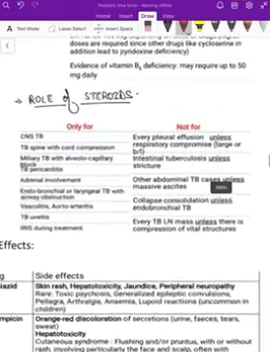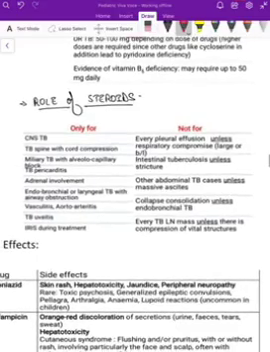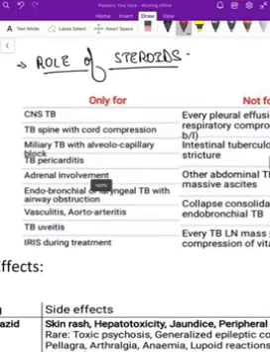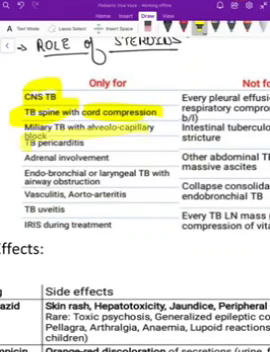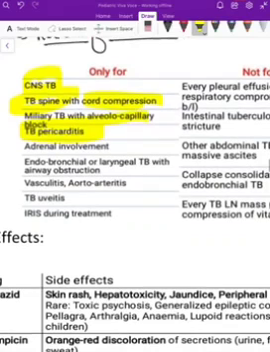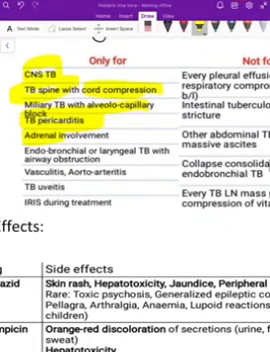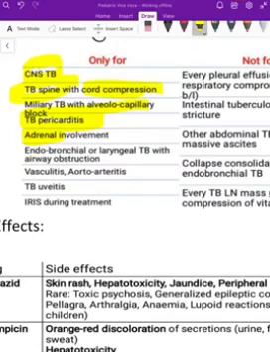The next Viva question that will be asked is, what is the role of steroids? Where all will we use steroids in case of TB? We use them in case of central nervous system TB, that is TB meningitis. Then in TB spine, which causes cord compression, miliary TB with alveolo-capillary block, or TB pericarditis. If there is adrenal involvement, endobronchial TB which causes airway obstruction, vasculitis or aortoarteritis, TB uveitis, and during immune reconstitution syndrome management.